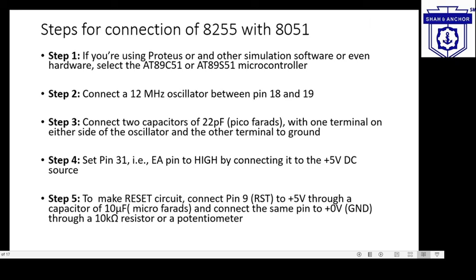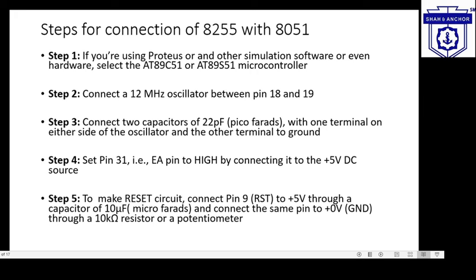What is the next step? Connect two capacitors of value 22 picofarads with one terminal on either side of the oscillator and the other terminal connected to the ground. Next, step number 4, set pin number 31, EA, the enable pin, to high. How do we make it high? Connect this pin to the plus 5 volt DC source.